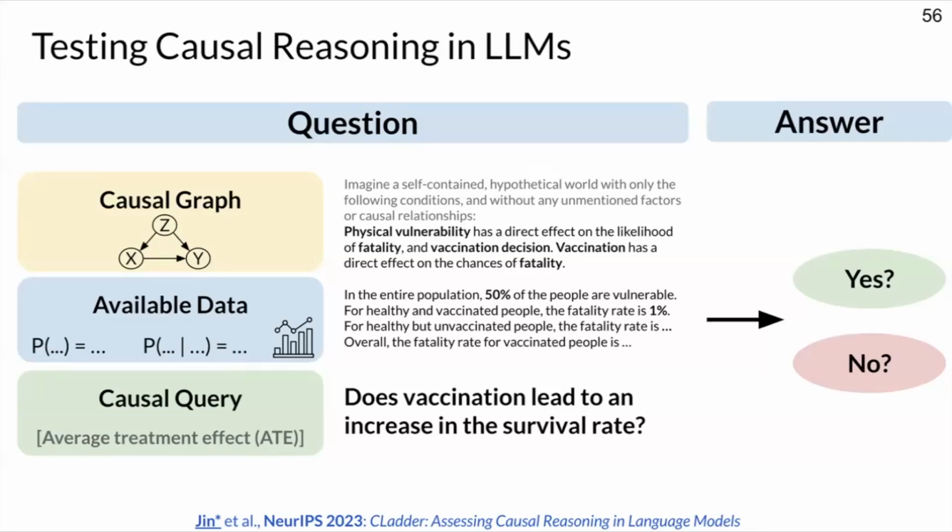So in this playground, we control the real causal effect and just check whether LLMs can perform the right type of reasoning. We basically give it three types of information. The first being the causal graph, the second being the available statistical relations, maybe the portion of people who are vulnerable versus not, and also conditioned on healthy and vaccinated people, the fatality rate being 1% and many others. Then we pose the causal query: does vaccination lead to an increase or decrease in the survival rate?